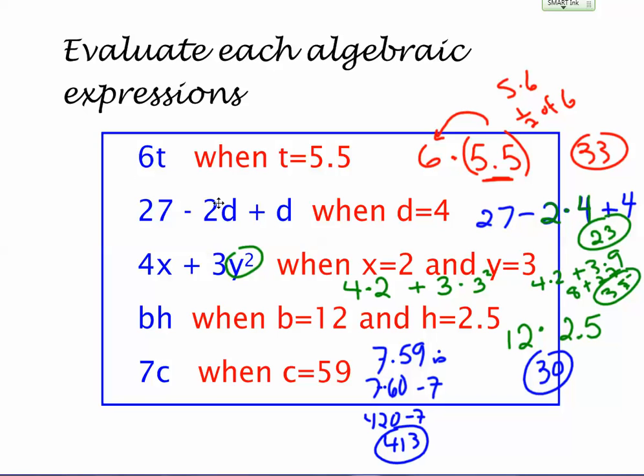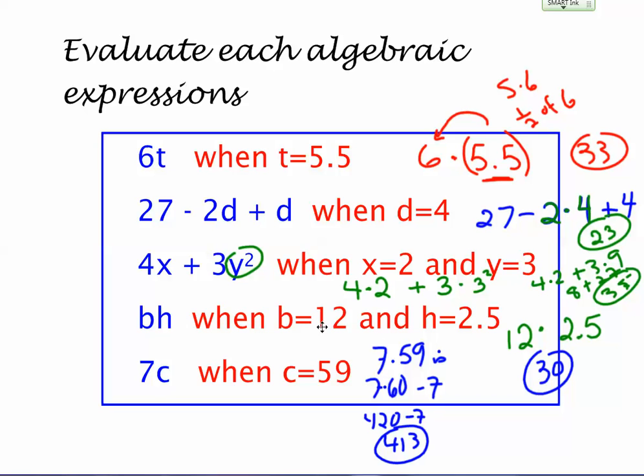So if you copy it and then rewrite it, substituting 4 for D, and then you simplify this with order of operations. So you multiply first, then it's 27 minus 8 plus 4, which is 23. 4x plus 3y squared becomes 4 times 2 plus 3 times 3 squared. In order of operations, you do the exponents first, do your multiplication, add last. You get 8 plus 27, which is 35.